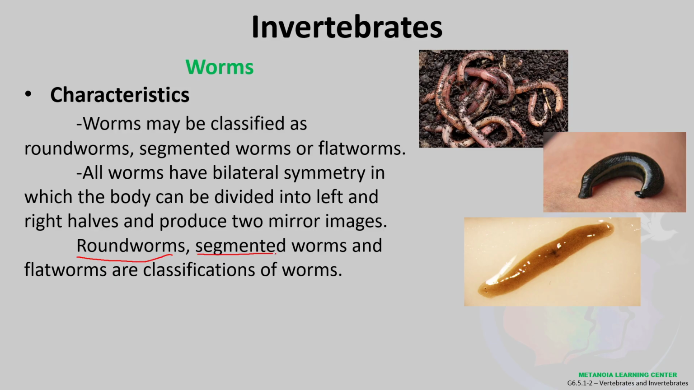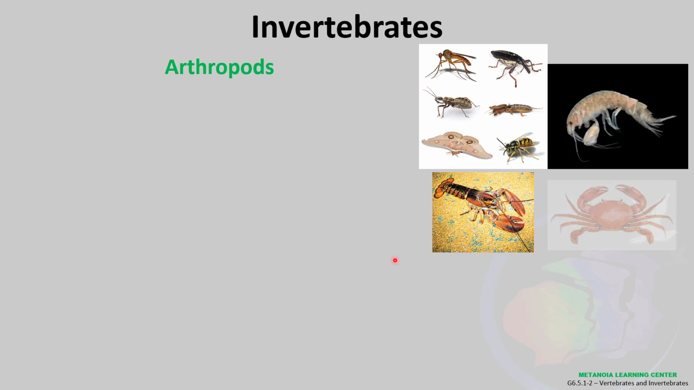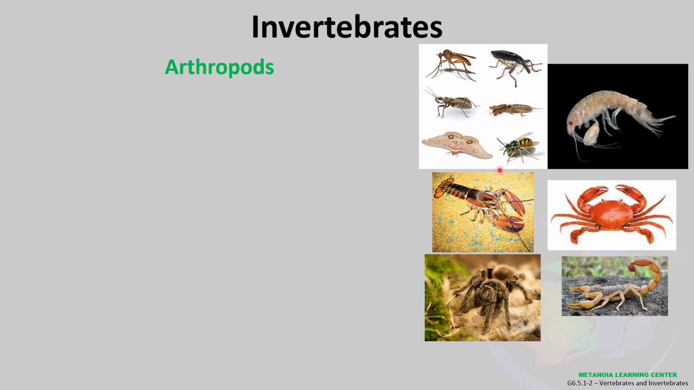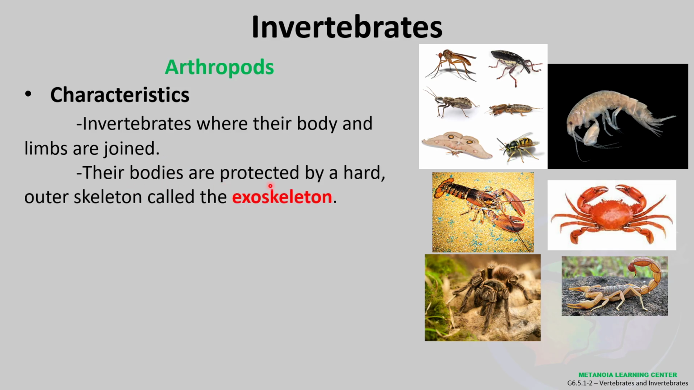We have 3. 1, 2, 3. Okay. So earthworm, leech, and flatworms are examples of worms. Another example of invertebrates are arthropods. So these are examples of arthropods. What does arthropods actually mean? Invertebrates whose body and limbs are joined. Their bodies are protected by a hard outer skeleton called the exoskeleton.